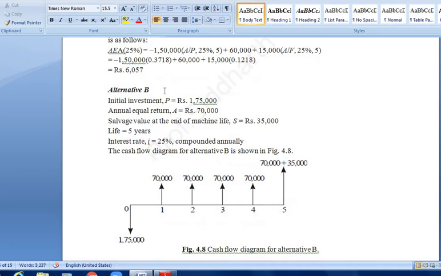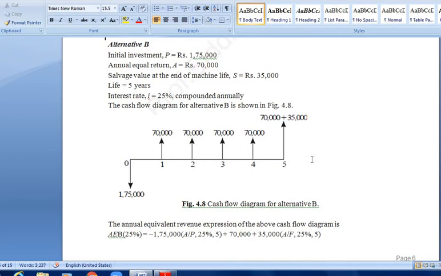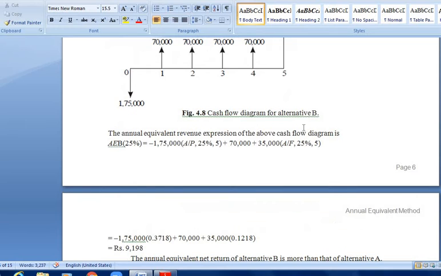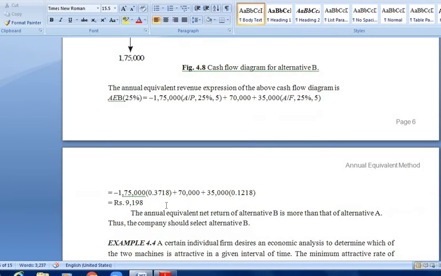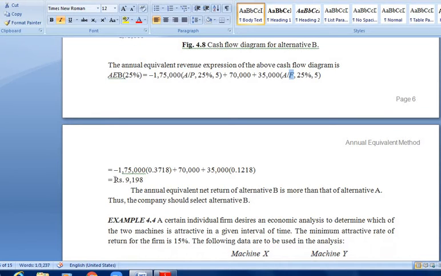Same thing you continue with the alternative B. So the cash flow diagram is shown here, but the salvage value is 35,000. So the same formula applies. The multiplying factors are also 0.3718 and 0.1218. So this is to find A given F here. So F is 35,000. The multiplying factor will be the same, and ultimately you will get 9,198.